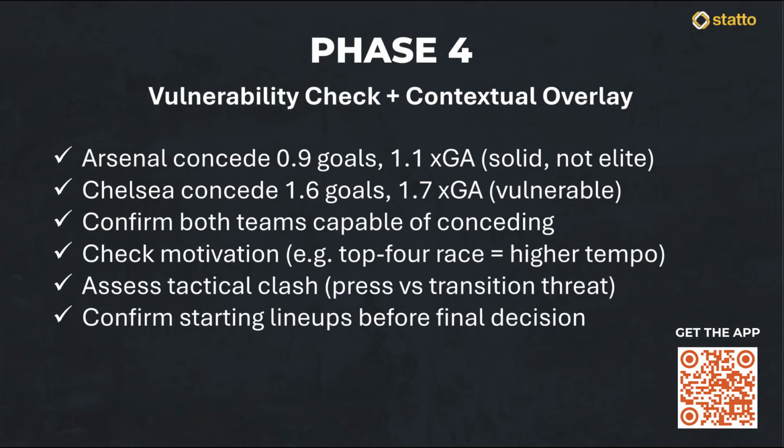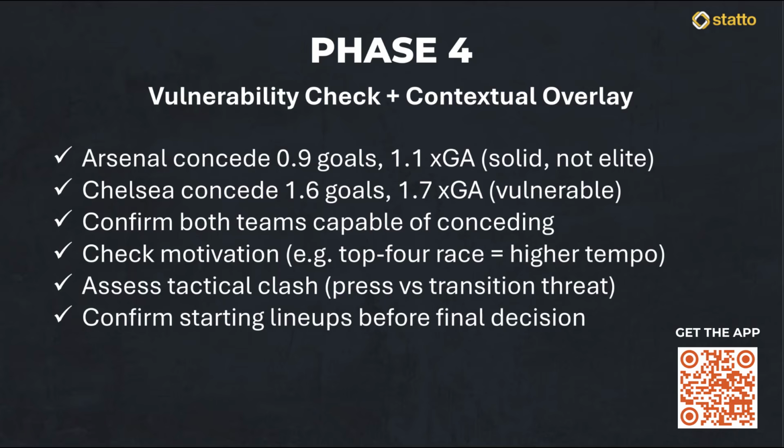This clash of styles is a classic recipe for both teams to score. And finally, we check the personnel. If Chelsea's main striker is missing, we might reduce our projection. If Arsenal is missing a key centre-back, the probability of both teams to score actually goes up. We always wait to confirm the starting lineups before making a final decision, ensuring the human context matches our data.